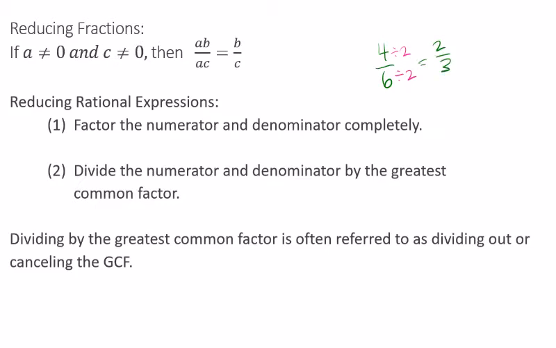Essentially, the reason we can do this is because dividing by 2 over 2 is the same as dividing by 1, right? And dividing anything by 1 keeps the same value. So when we're reducing fractions, we keep the same value while changing the appearance, okay? It's a cosmetic change, not a value change, right?